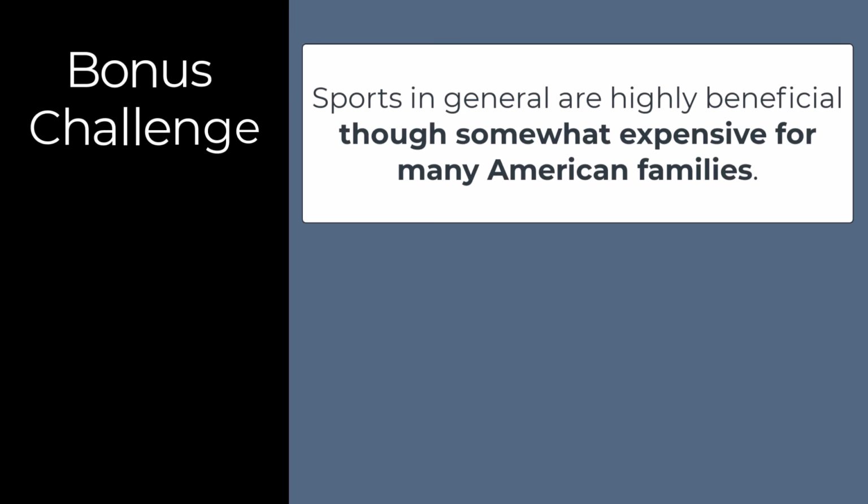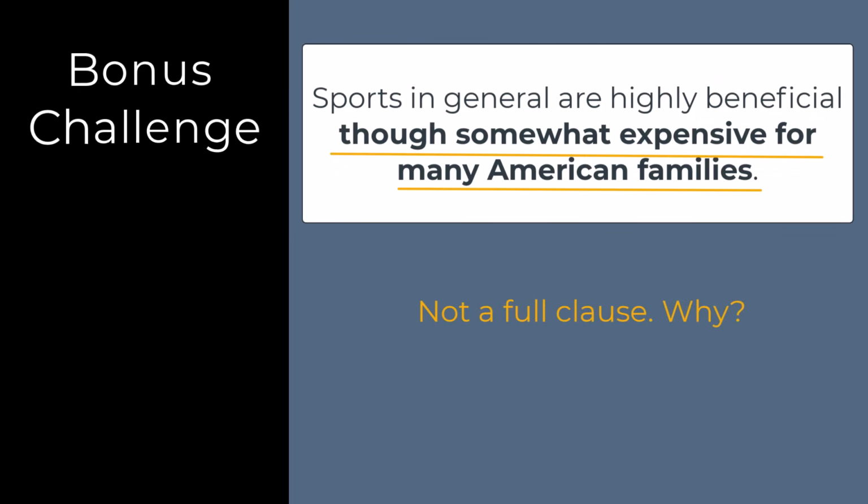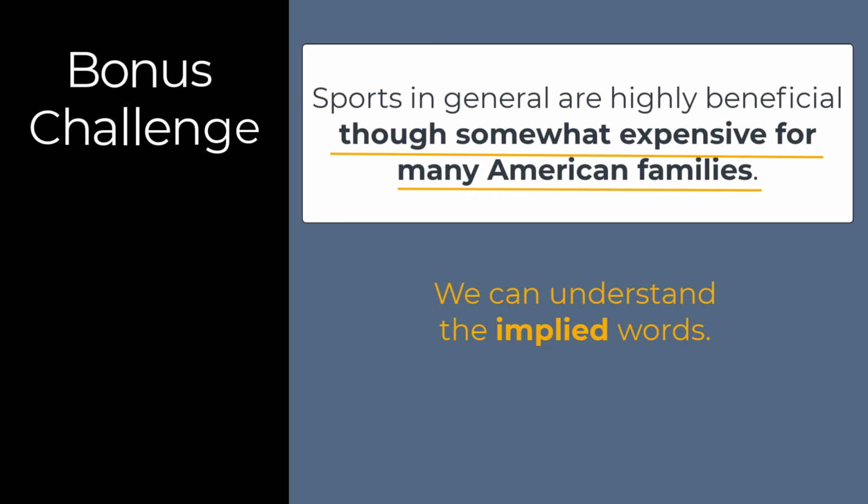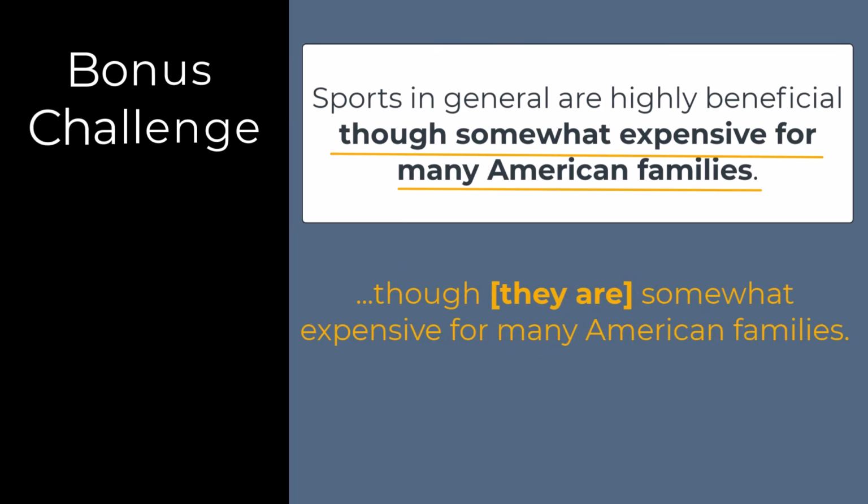Let's look at another example. Sports in general are highly beneficial, though somewhat expensive for many American families. Here, we're contrasting beneficial, which is positive, with expensive, which is negative. It's a long contrasting idea, but it's not written as a full clause. Why? We can understand the implied words, right? Sports in general are highly beneficial, though they are somewhat expensive for many American families.